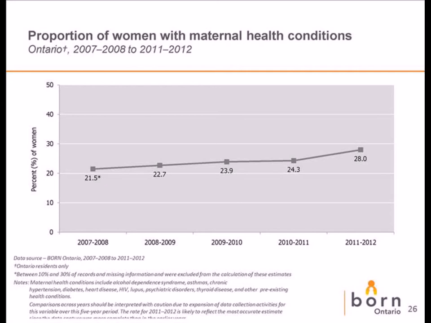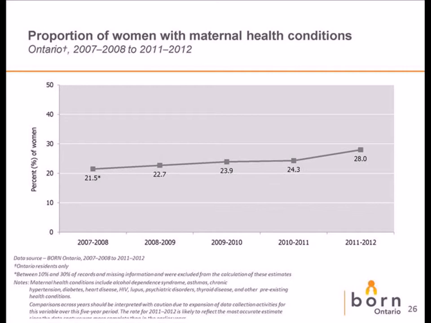And this shows us the proportion of women who have what are maternal health conditions. You can see at the bottom of the slide, although it's quite small, what those maternal health conditions include. And might I mention, as we're going through here, this is still based on the 11-12 data, which was the historical 9-day perinatal database. In 2012, when we went live with the Born Information System, some of these things are now grouped differently. But in this case, we're talking about things like any of the dependent syndromes, any drug use, any hypertension, thyroid, psychiatric, HIV. So this is maternal health conditions during the pregnancy.